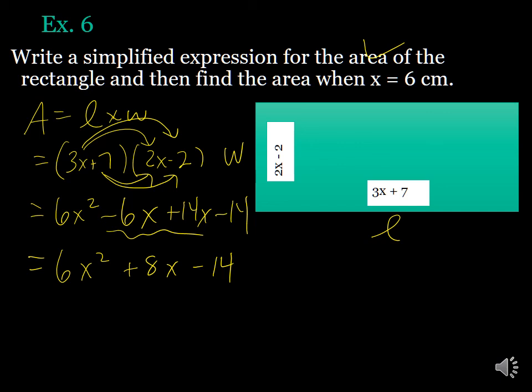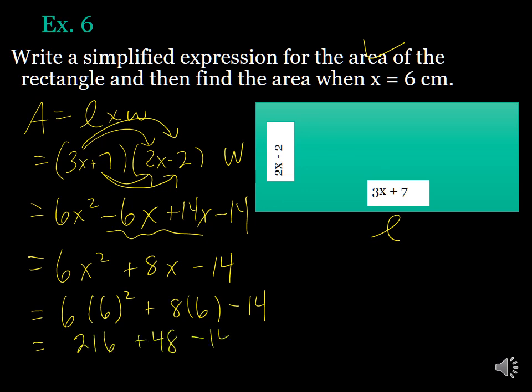Now the second part, we want to find the area when x equals 6. So we're going to put 6 in, we're going to substitute 6 wherever we see x, which just means replace. So I see an x. Remember, it's a good idea to put it in brackets. So 6 times (6) squared plus 8 times (6) minus 14. And if we use our calculator, 6 squared is 36, times 6 is 216, plus 48, minus 14.